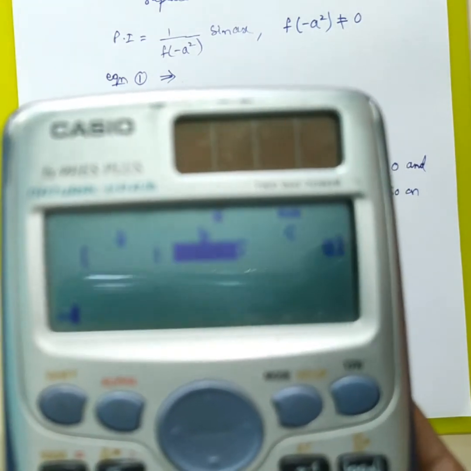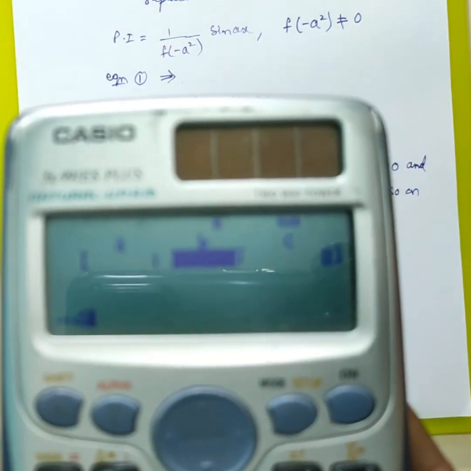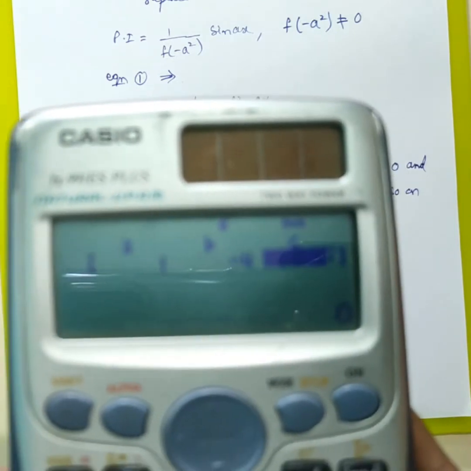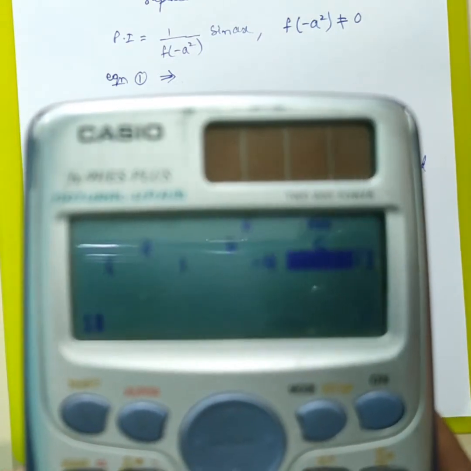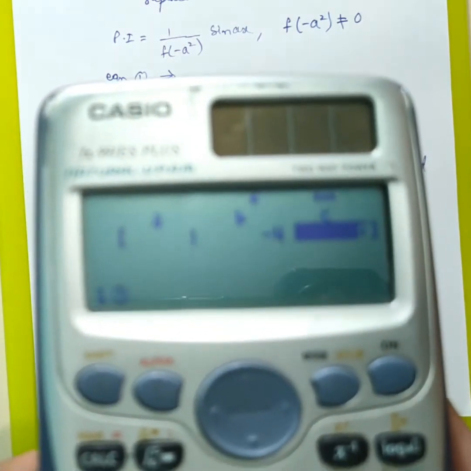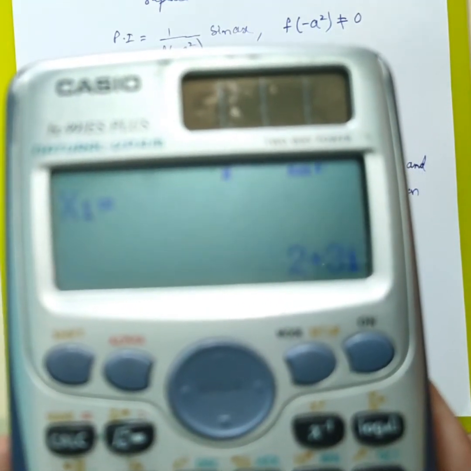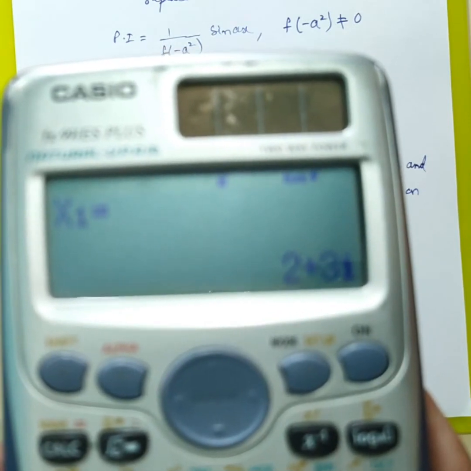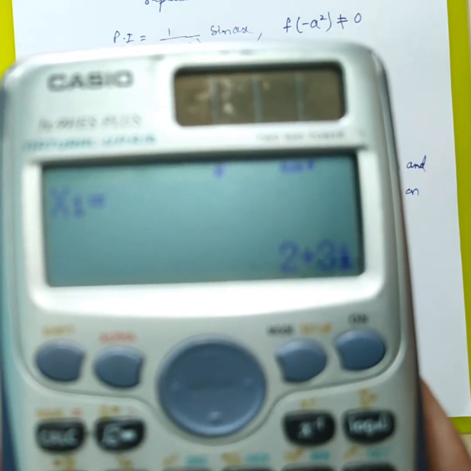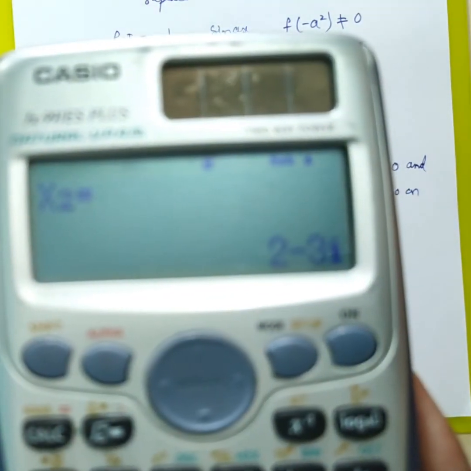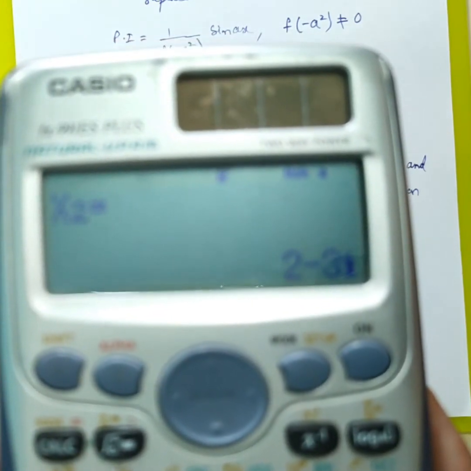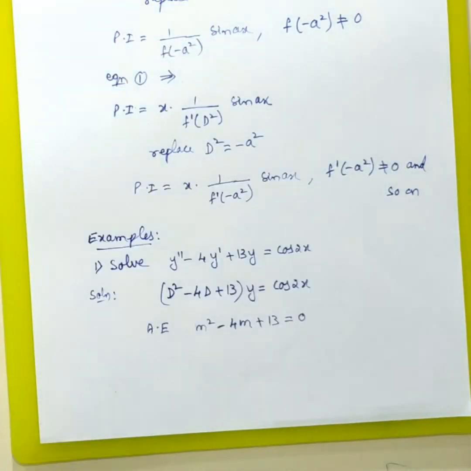Then you have minus 4 equals, then you have 13 equals, and you will get the first root to be 2 plus 3i. The next root will be 2 minus 3i. So complex roots you are getting.